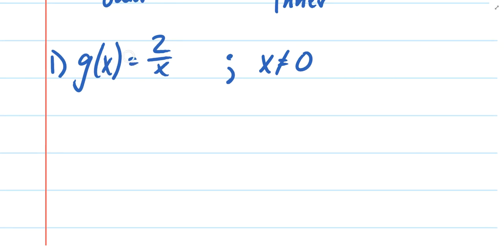I can substitute any number into this fraction except for the number 0 and still get a real number result back. So our restriction for part 1 is that x is not allowed to be 0.